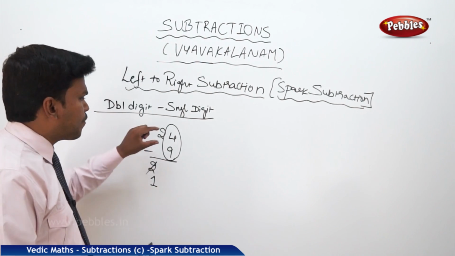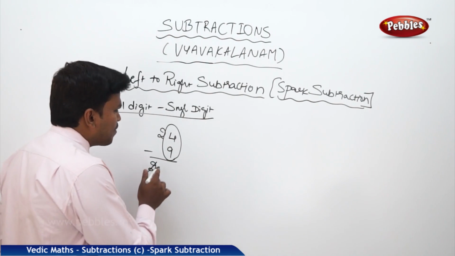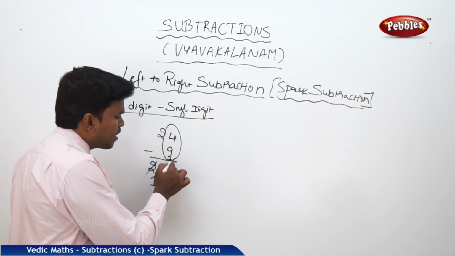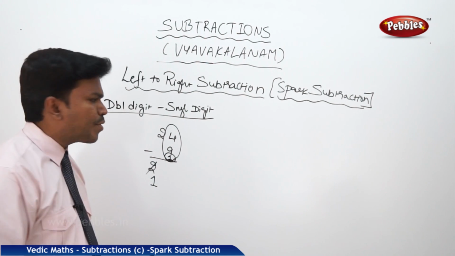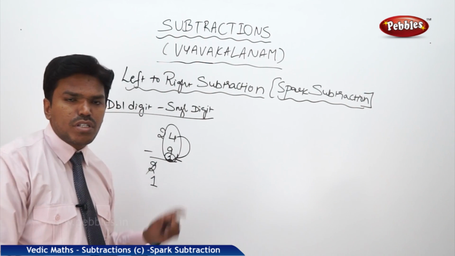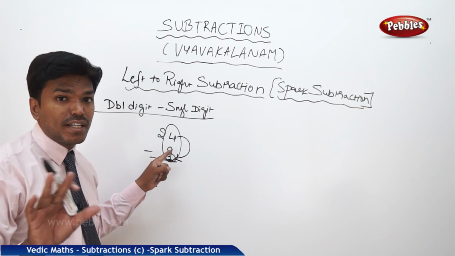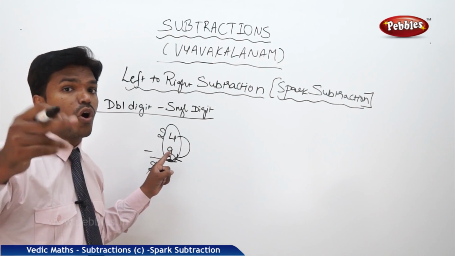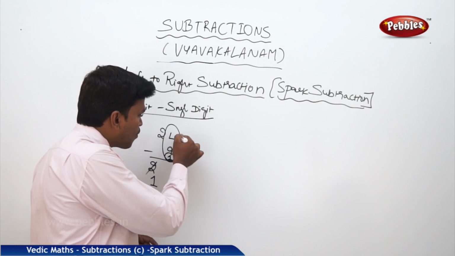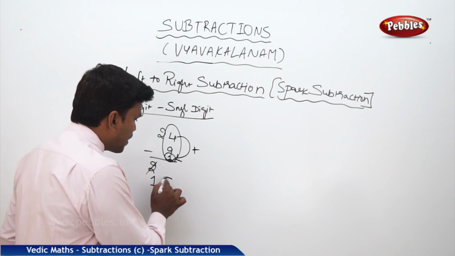Now for the mismatched numbers, tell me, what is the complement of 9? Complement of 9 is 1. So we are going to add the above number to the below number's complement. What is the above number? 4. What is the below number? 9. But we don't need the below number, we need its complement. What is the complement of 9? 1. So simply add 4 to 9's complement, that is 1. So 4 plus 1 is how much? 5. So my answer is 15.